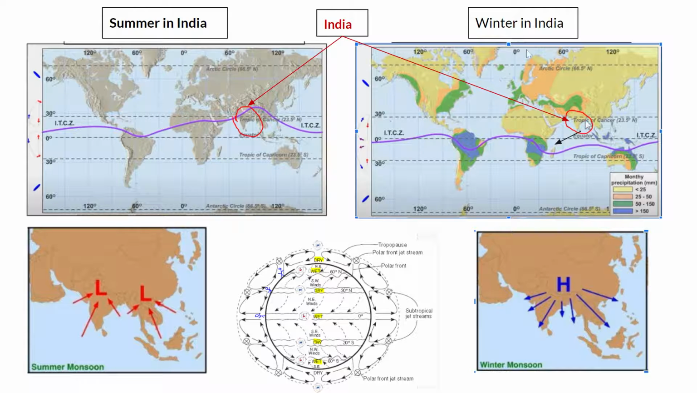Now, in the wintertime, we said the ITCZ line shifts southward below the equator, 23.5 degrees south. And notice my ITCZ line is not on India anymore in the winter. It leaves a high pressure area here because the low pressure area moves much more southwards below the equator. And now India has a high pressure zone, and air moves outside of India. That's why during the wintertime, India is experiencing dry weather.